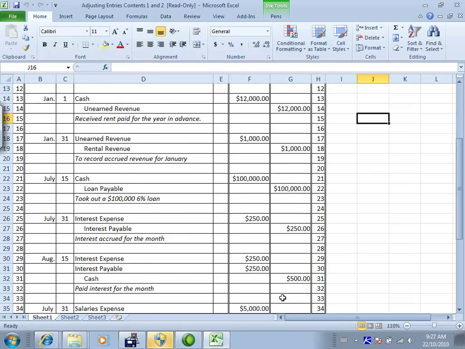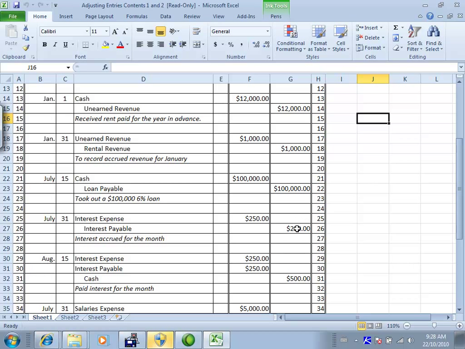So we move down the line here a little bit. And so on August 15th, another half a month later, the company has to pay the bank this $500 in interest. Well, it's really 2 weeks more. So in 2 weeks more, they would have another $250 in interest expense. So notice that this $250 and this $250 add to $500. What this interest payable debit of $250 does is remove that.